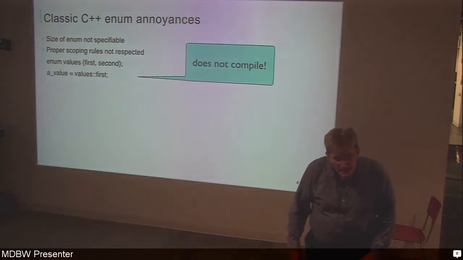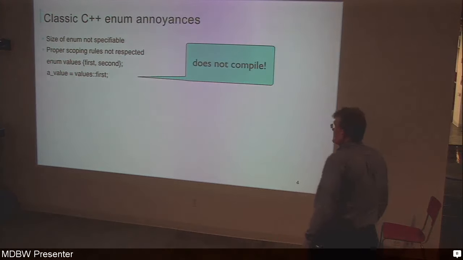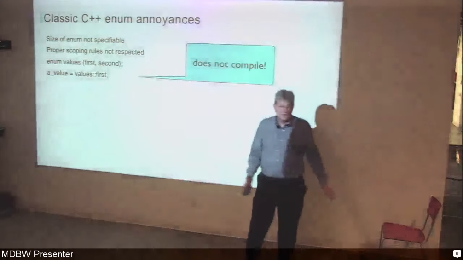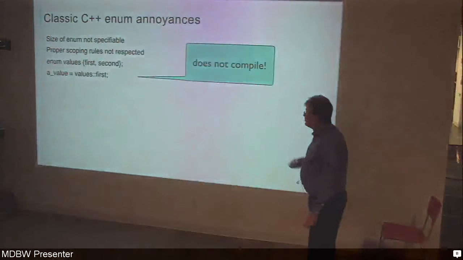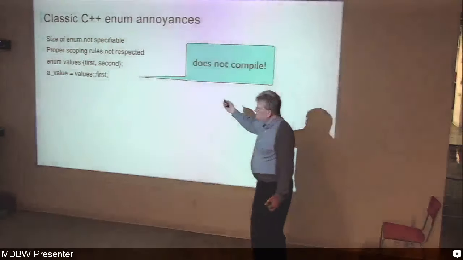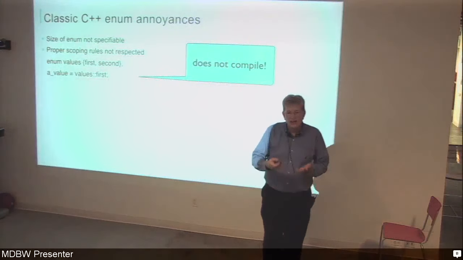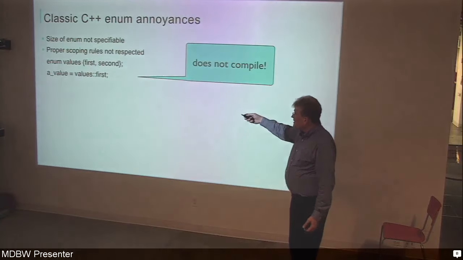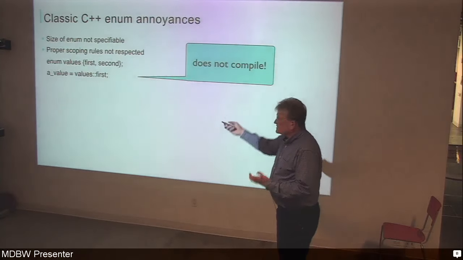I'm sorry, say that again? Oh, well, yeah. We assume A value has already been declared in some way. My point is not the A value. My point is that the values equal first. That we want to express an enum in our set of enums, a particular value. We would like to be able to say that that's the scope of that.